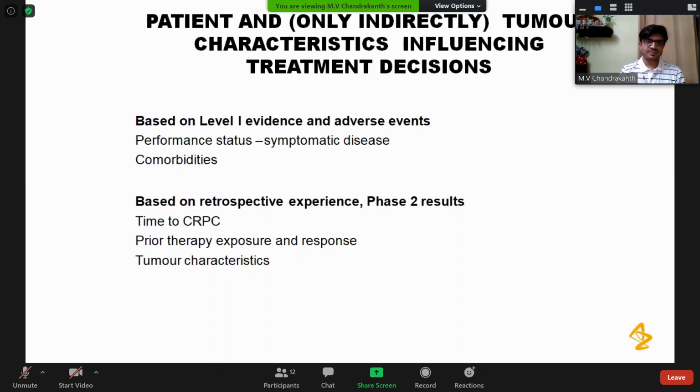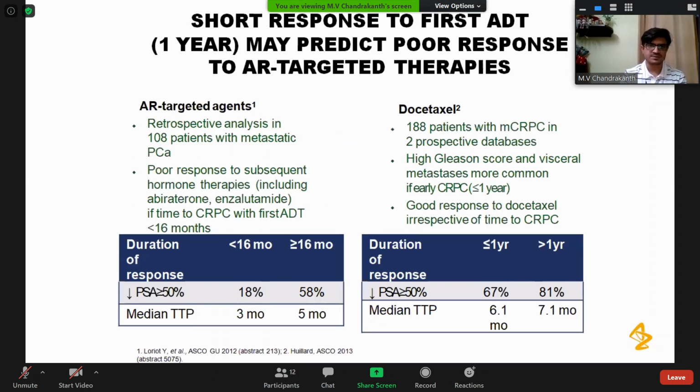So based on level 1 evidence and adverse events, performance status, symptomatic disease, comorbidities, and retrospective phase 2 results, time to CRPC, prior therapy, exposure response, tumor characteristics, all these factors influence outcomes. So this is one important thing that we need to understand.